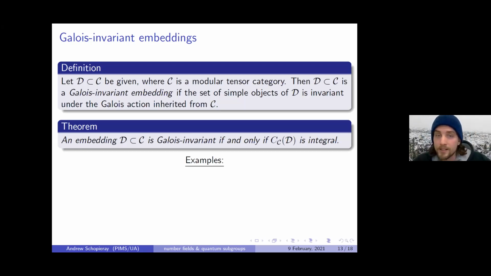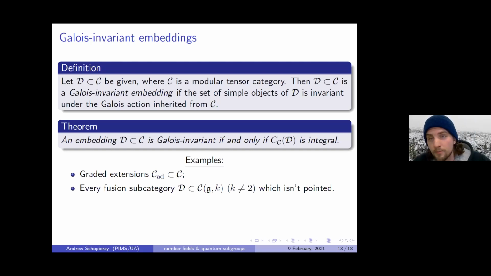So looking at a set of examples, going from our first example, if you have what we call a graded extension, so you look at the adjoint subcategory of any modular tensor category sitting inside its parent, then this is an example of a Galois invariant embedding, because the centralizer of the adjoint subcategory is exactly the set of pointed or invertible objects of that category, which is an integral subcategory. So adjoint subcategories are always Galois invariant.